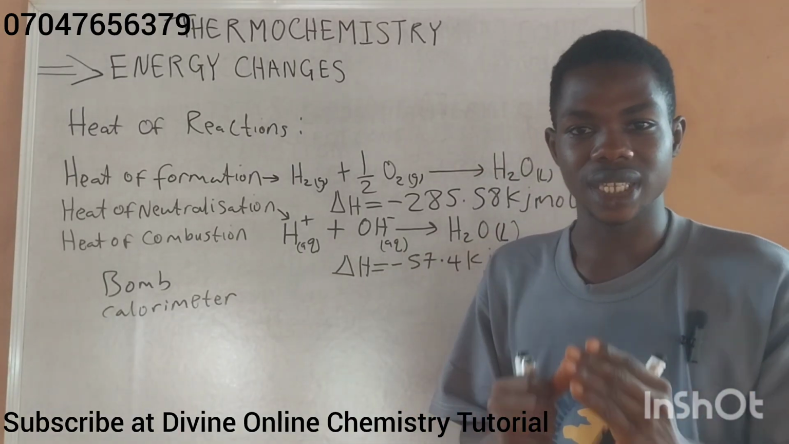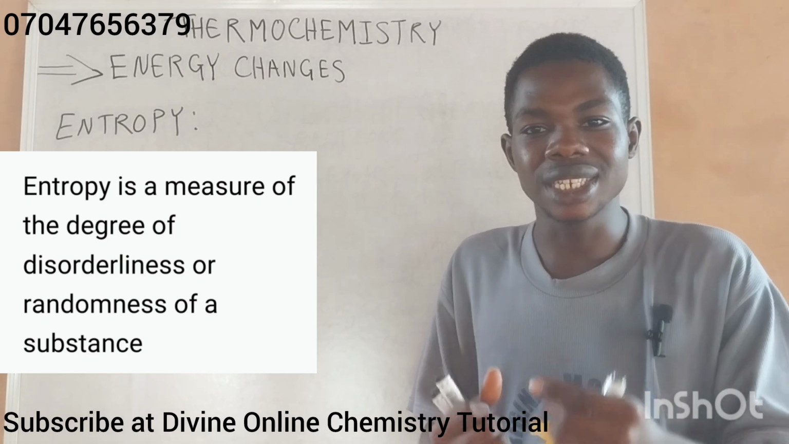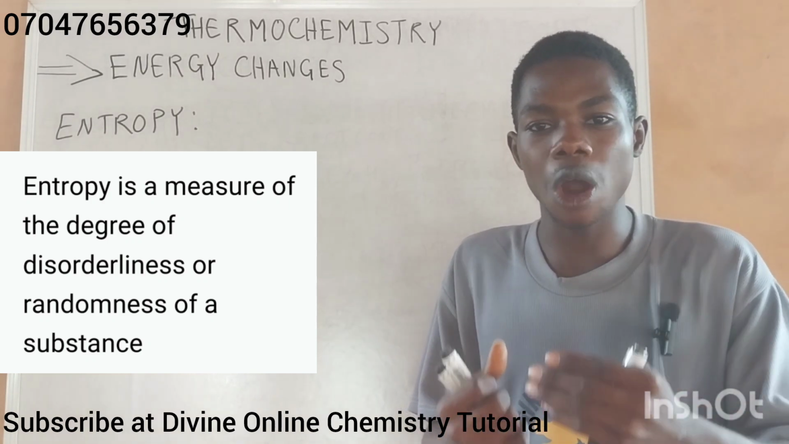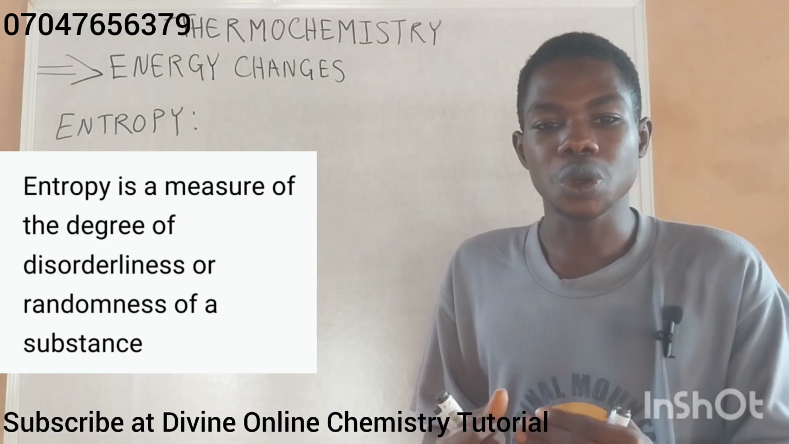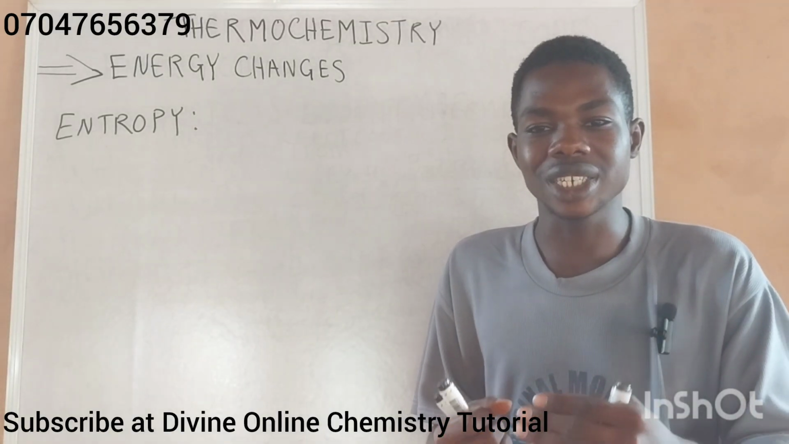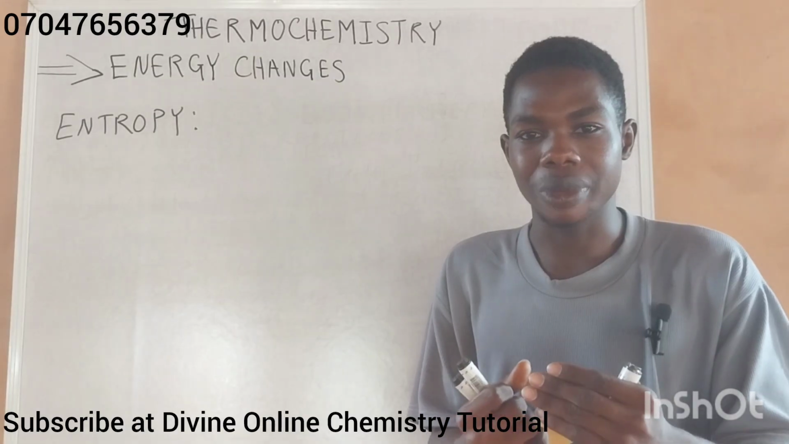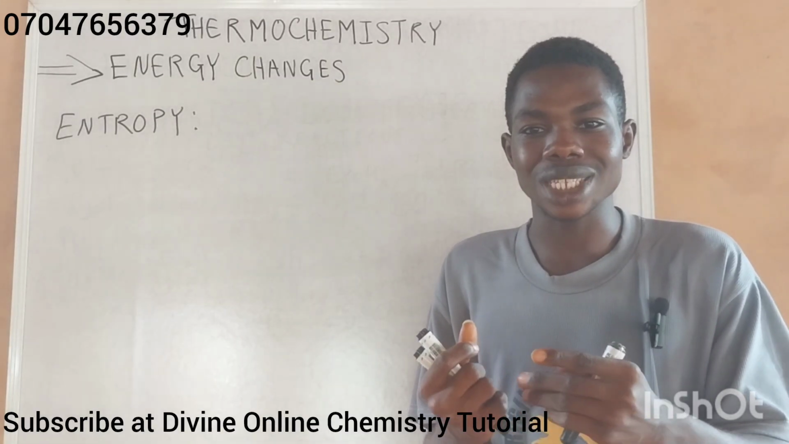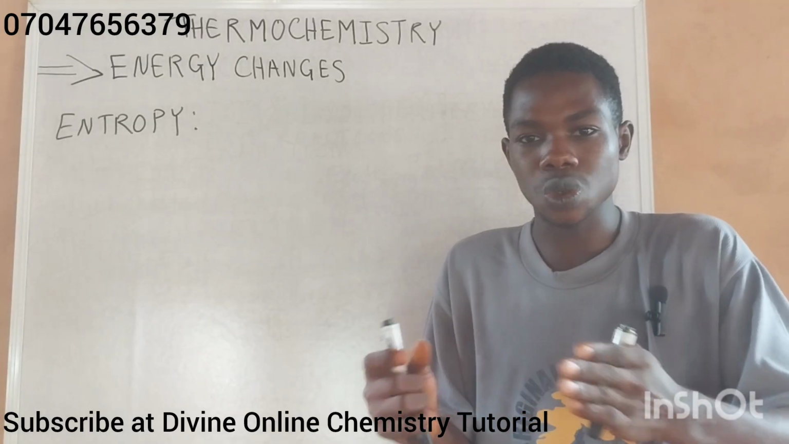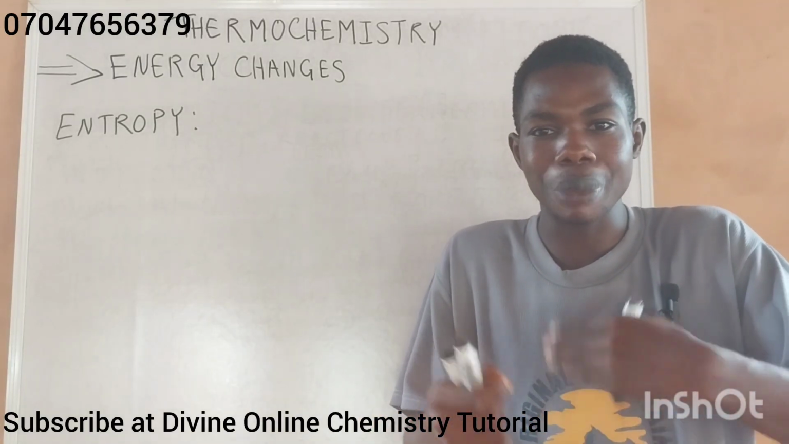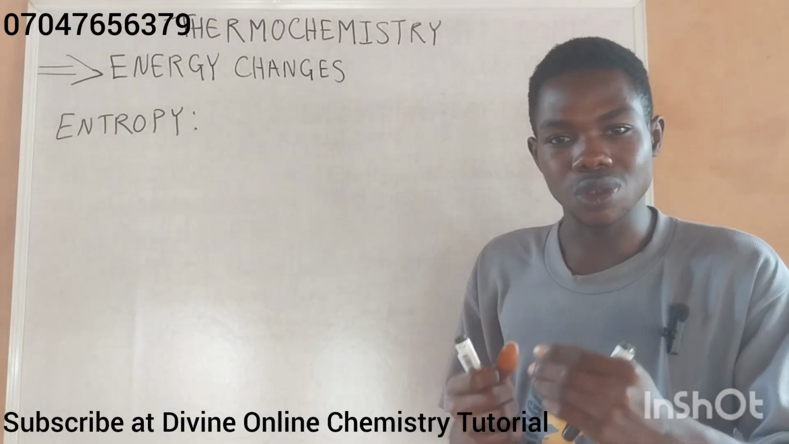Now, what is entropy? Please take note that entropy is a degree of disorderliness or randomness of a system. You know that in a system, there are substances in random places. So the measurement of those substances in random places or in a disorderly manner is what we refer to as entropy. Please take note of that.